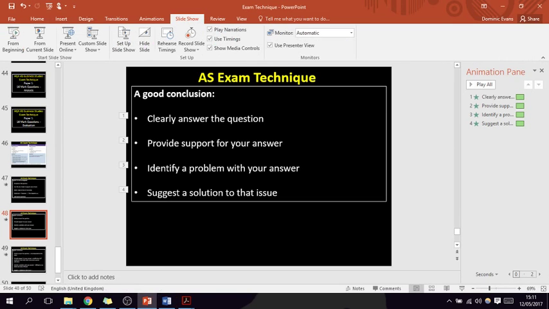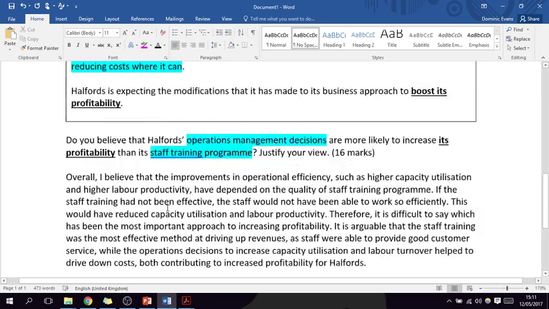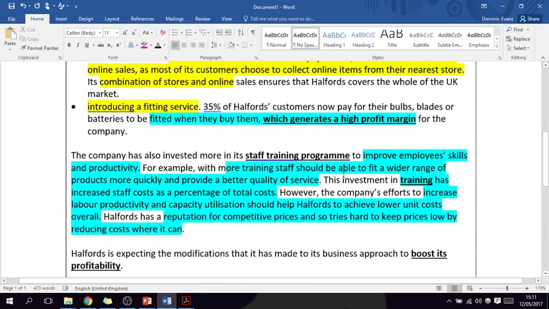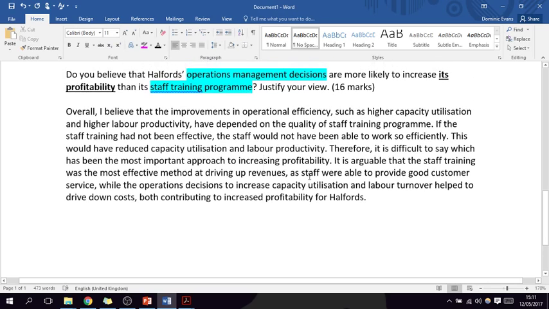So I need to really suggest a solution because I'm still sitting on the fence a little bit here. It is arguable that the staff training was the most effective method at driving up revenues, as staff were able to provide good customer service. It hints here that they were able to fit a wider range of products more quickly. So staff training was most effective at driving up revenues, while the operations management decisions to increase capacity utilisation and labour turnover helped to drive down costs, both contributing to increased profitability for Halfords.